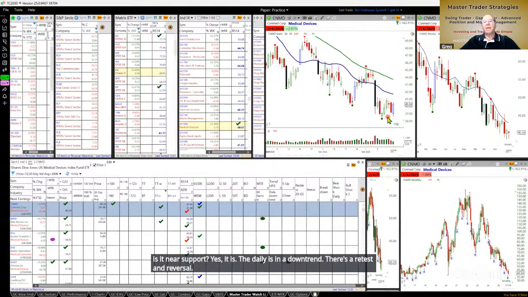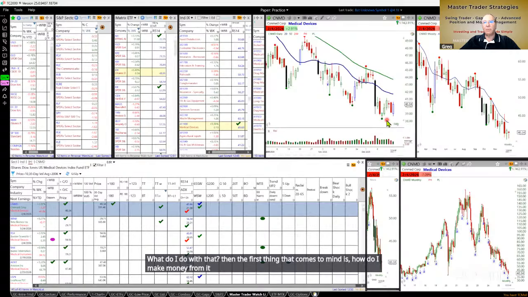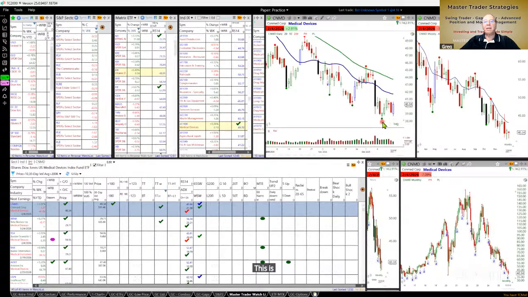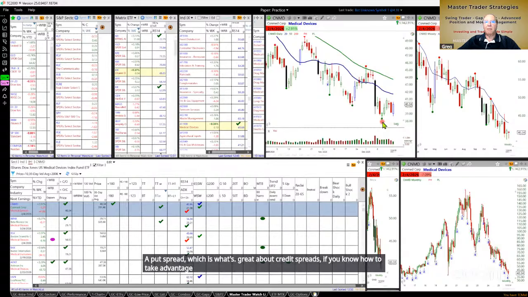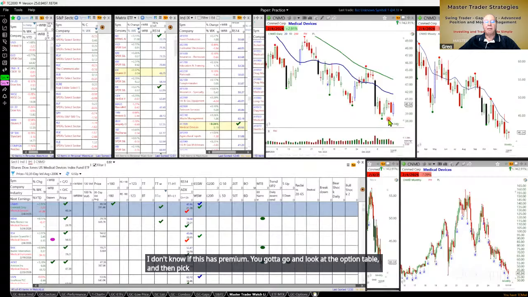What do I do with that? Then the first thing that comes to mind is, how do I make money from it? This is the kind of pattern that lends itself to considering a credit spread, a put spread, which is what's great about credit spreads if you know how to take advantage of them. Now, I don't know if this has premium. You've got to go and look at the option table and then pick what strikes and time to expiration, which is all more education to learn how to deal with that.